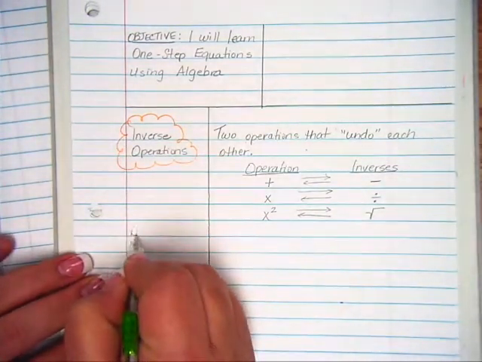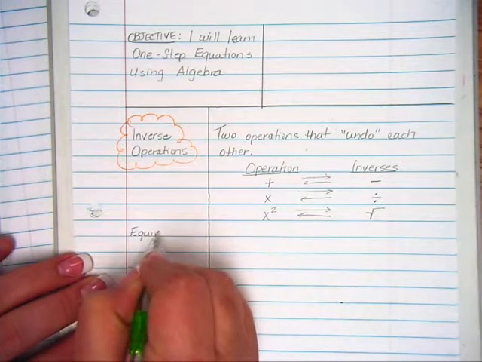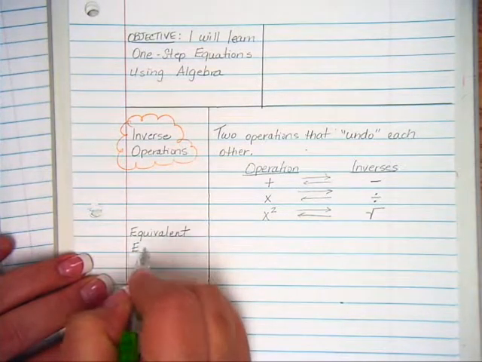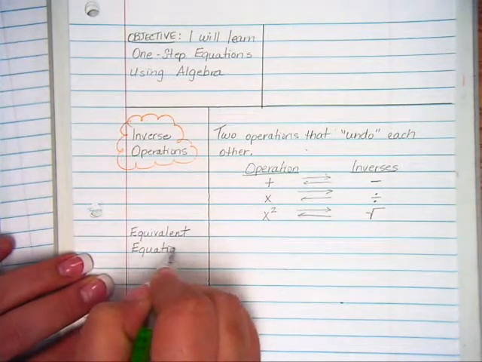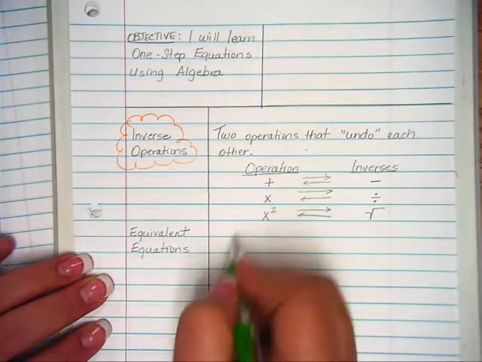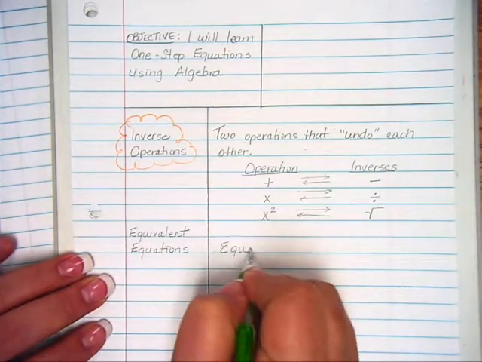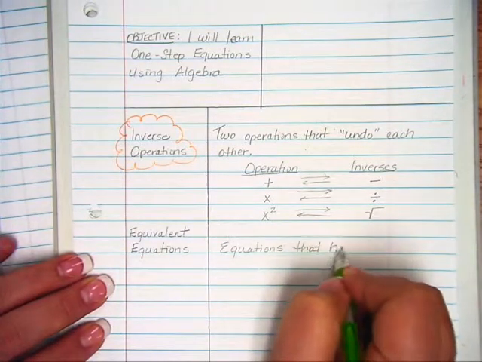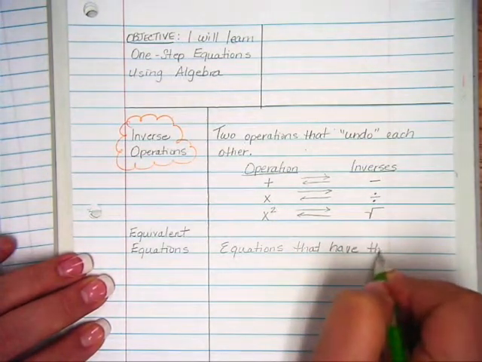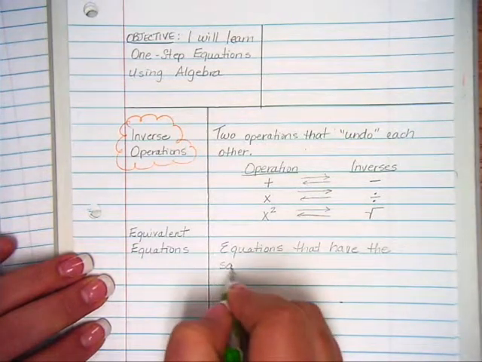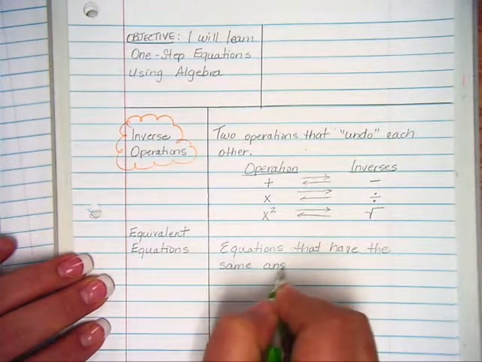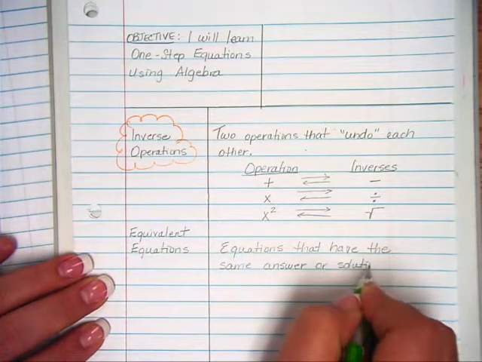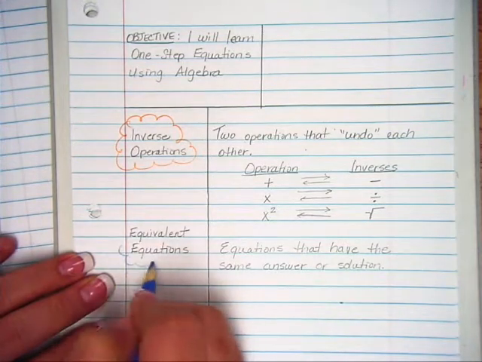Okay, equivalent equations. What do you think that means, equivalent equation? Equal. Yeah. Equivalent means equal. Equations. And they are equations that have the same answer or solution. And we'll see some of those in just a minute.